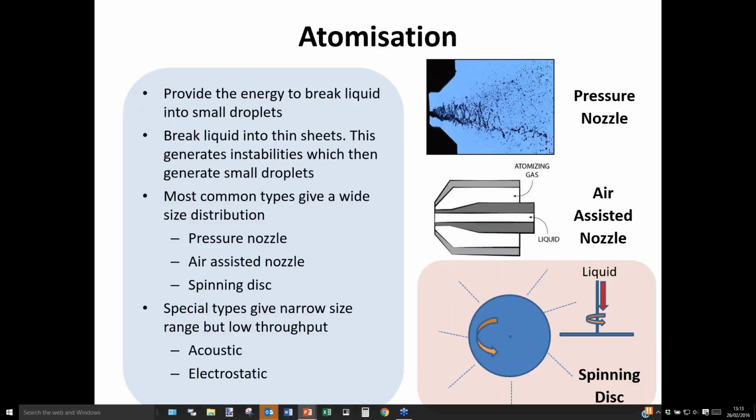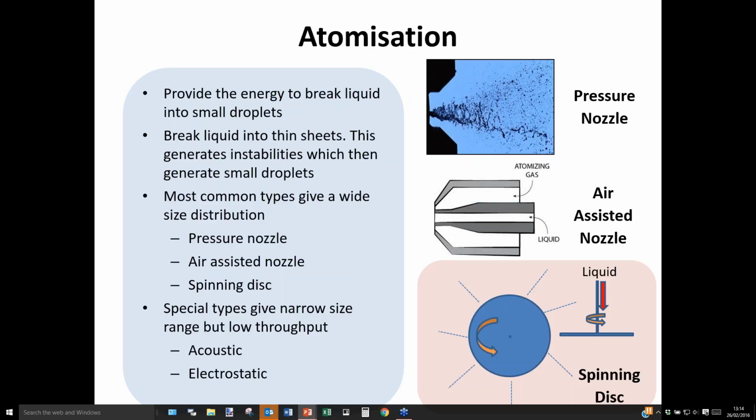On atomization then, fortunately this is relatively easy to do, and anyone who's watered the garden will have experienced the process. The energy put into the liquid breaks it up into thin films. These films are very unstable and consequently break into fine particles or droplets. There are three common ways of doing that which are shown here. And because this is not an exact science, and it's very old science, there are as many ways of designing atomizers as there are spray dryer operations.